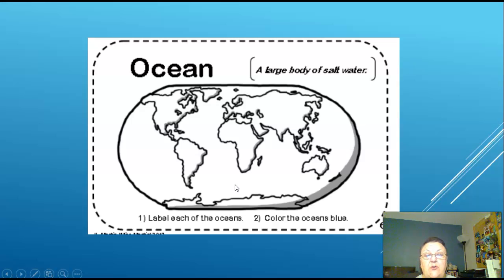In 3rd grade, we normally don't mark that on our maps, but if you want to add that in there, that would be fine. And follow the directions down here. It says label each of the oceans. So you would put the names in here and then color the oceans blue. So any area that is water, that would be shaded in blue.